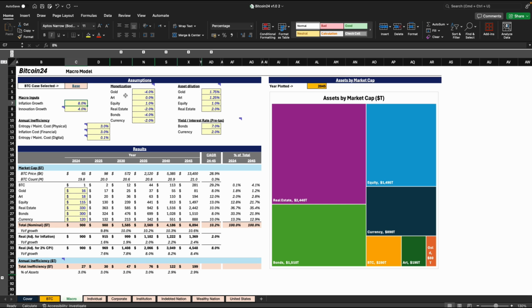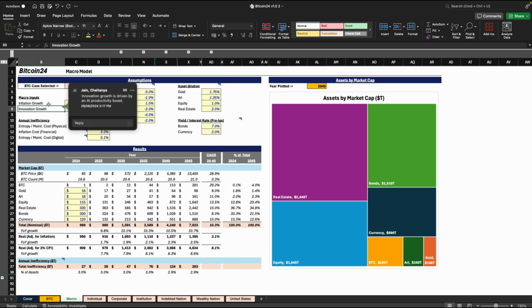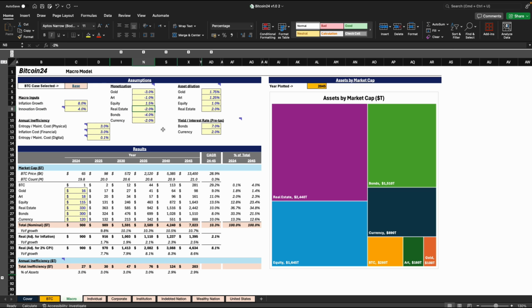But since I increased the inflation growth, I will decrease the demonetization rate, and it will be at -3% for gold. I think art will be less relevant and less monetized, so I'll go with -1%. Again, these are not really that scientific. You may have your own scientific reasons to change these. That's the whole point of doing this exercise. I think equity will go up by 1.5% because we increased the innovation growth slightly. I think demonetization of real estate will stay the same. Bonds, I would say will be at -3.5%, and currency will be at -1%. That's how I see it. These are my own assumptions.